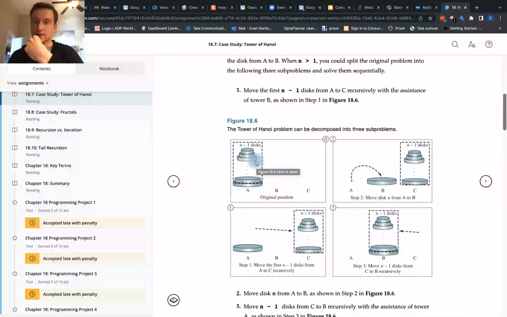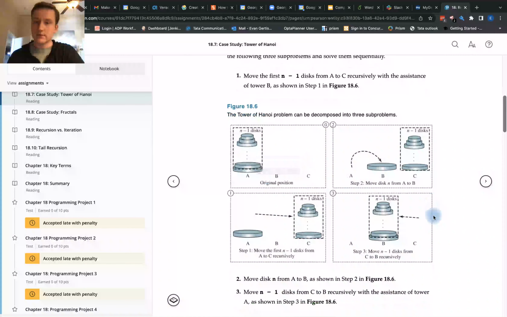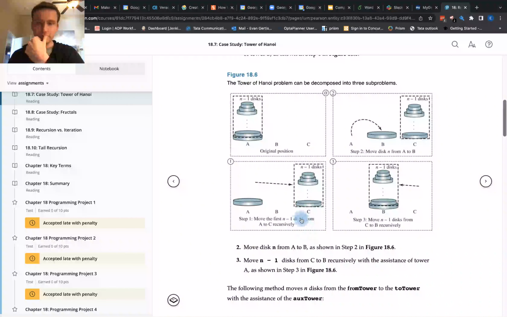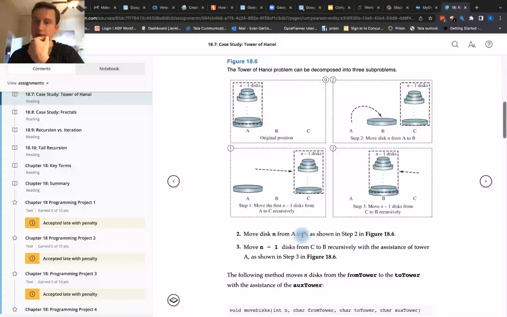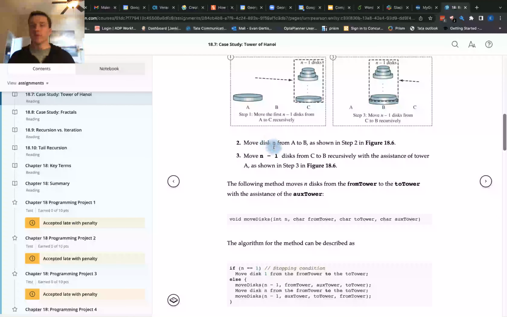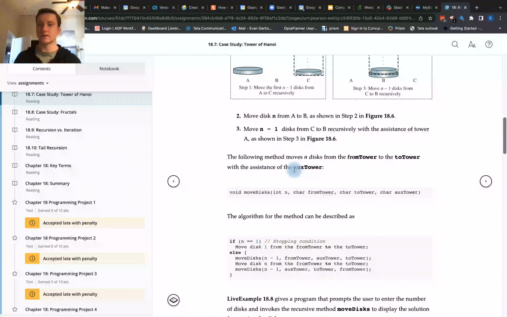So we have n-1 disks, move n from A to B, so n-1 disks get moved from A to C recursively in step 1. Okay, so we're skipping the steps here, so it goes 0, 1, 2, 3. So we're taking these disks, and then we're moving it over here, and then we're moving it over here, and then finally to B. So move disk n from A to B, as shown in step 2. Move n-1 disks from C to B recursively with the assistance of Tower A, as shown.